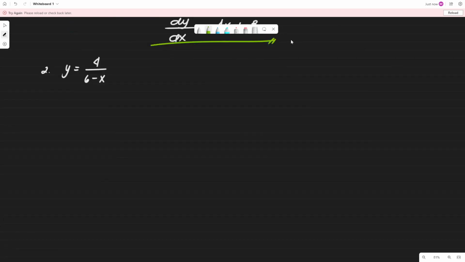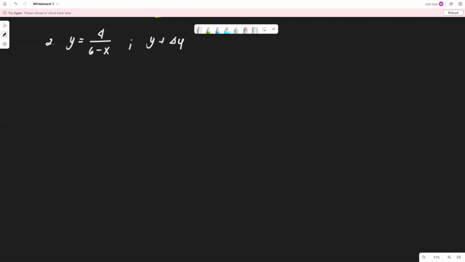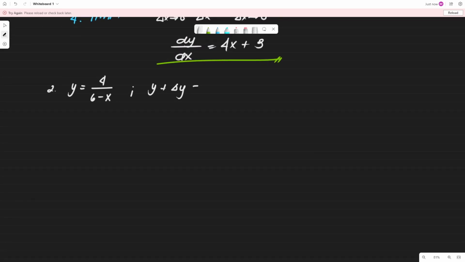Next, we have our example number 2. y is equal to 4 over 6 minus x. I won't write it per step; let's go straight through. Number 1, let us substitute. This becomes y plus delta y is equal to 4 over 6 minus x plus delta x. We can distribute the negative sign to x plus delta x, so we have 6 minus x minus delta x.